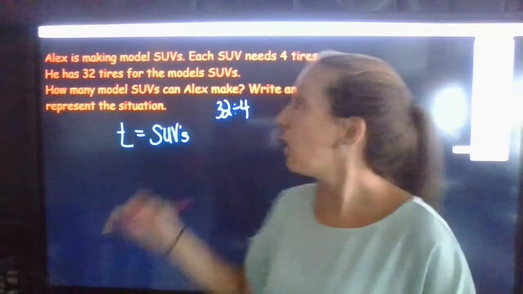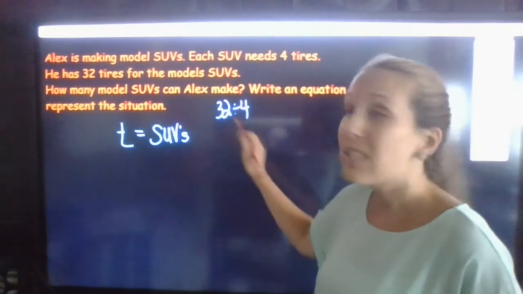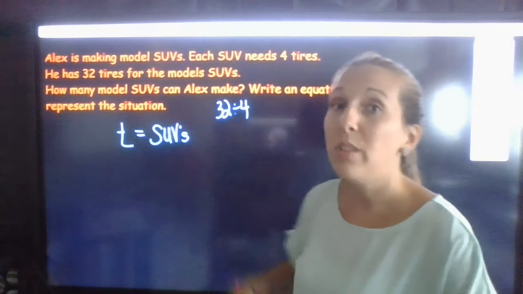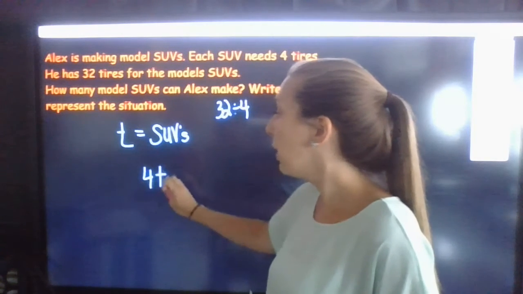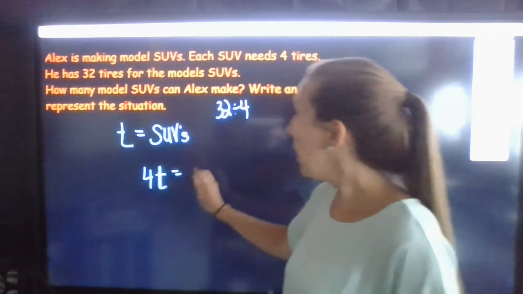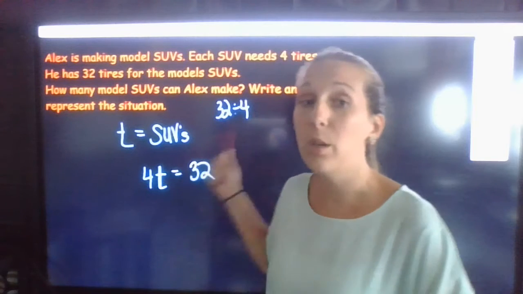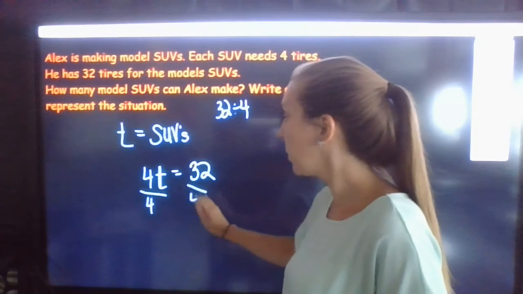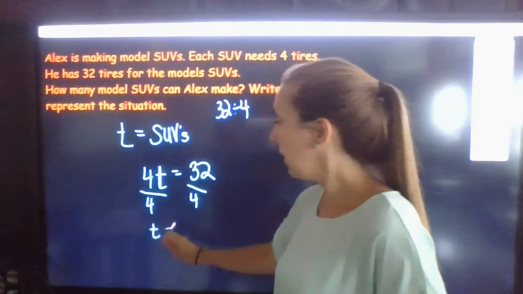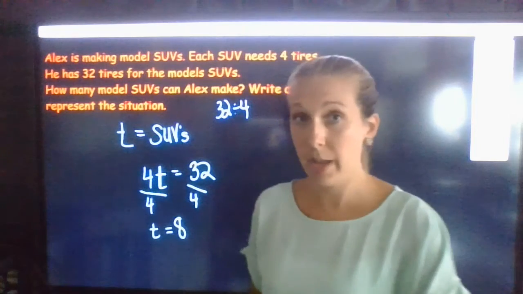But to write the equation, right here it says write an equation to represent it. Instead of us dividing by 4, we're going to multiply by 4. So we're going to say 4 tires per SUV, and that's going to equal 32 tires. So we would solve it again using division. We would divide both sides by 4. So T would equal 8. Okay? So, everybody good with that?